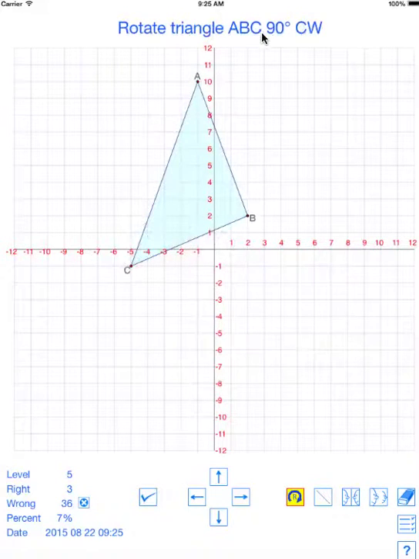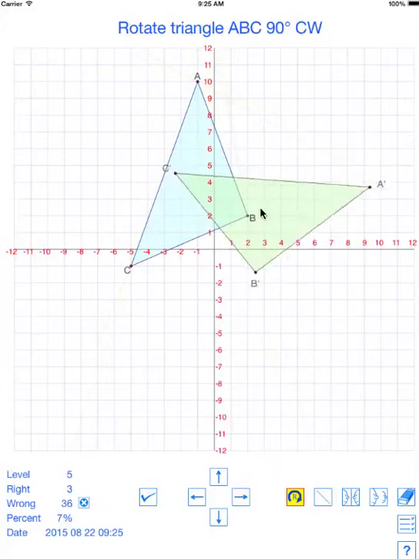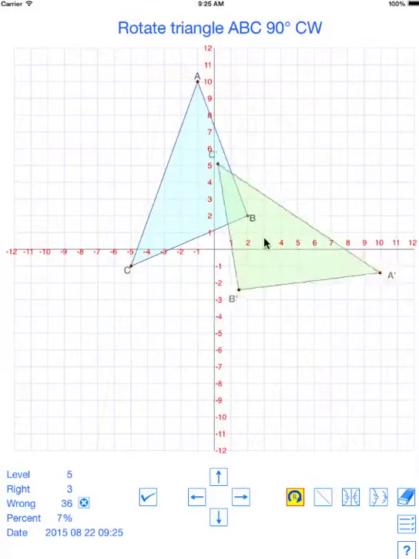Rotate triangle ABC 90 degrees clockwise. All right, so let's first talk about the clockwise direction. This is the clockwise direction.